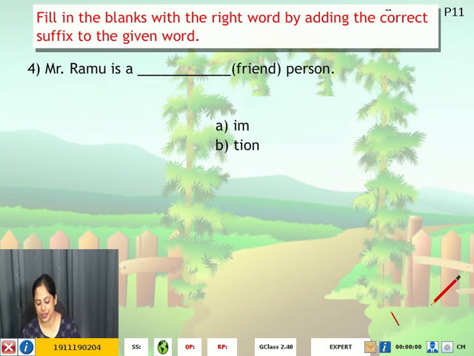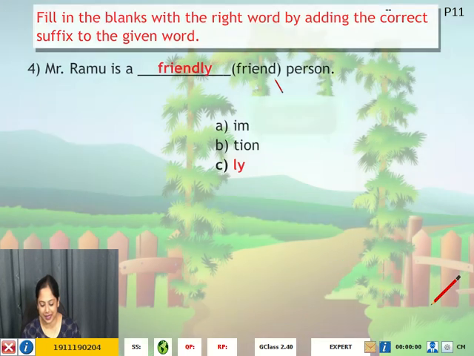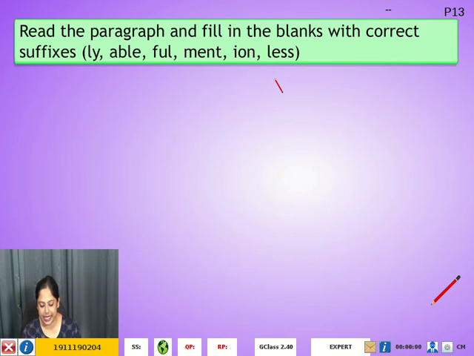Mr. Ramu is a dash person. Now, how do we know here, students, which suffix to use? See, the word here is friend. So, the suffix we'll use is the last one, ly. Mr. Ramu is a friendly person. So, which is the suffix here? The suffix here is ly.